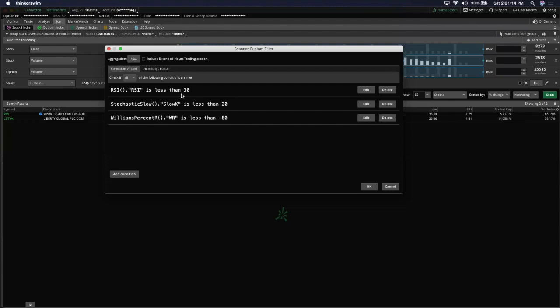But what I can tell you here is, when RSI is less than 30, it's considered oversold. Similarly, stochastic slow, when it's less than 20, is considered oversold. And Williams percentage R, when it's less than -80, is considered oversold. So I've combined all three into one. This is an 'and', not an 'or'. If a stock has RSI less than 30 and slow K less than 20 and Williams percentage R below -80, then it will come in my scanning results.